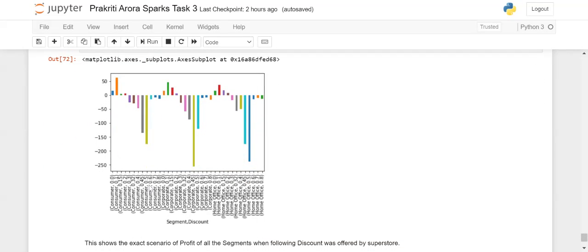Now, this is the combined scenario. This is showing the combined scenario of profit of all segments when the following discounts were offered by the superstore. So these are the segments and these are the discounts: profit above zero and loss below zero. So here we can see that when corporate put up a discount of 45%, a huge loss was faced by the superstore. And this is profit, this is consumer at 10%.